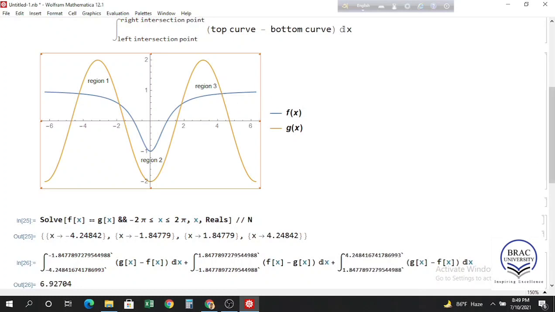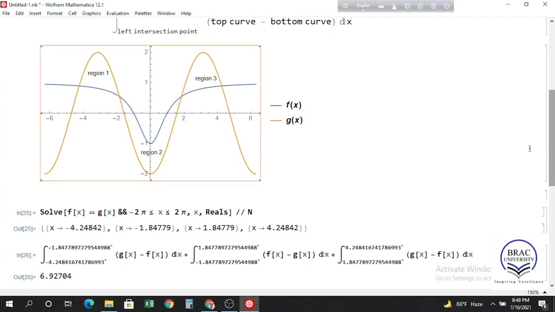So let's find the area now by doing the integration. To find the area of region 1, we have to integrate from minus 4.2 to plus 1.8. These are the 2 intersection points of region 1, and for region 1 the top curve is g of x and the bottom curve is f of x. So we have to integrate g of x minus f of x, and then we'll find the area of region 1, and then we have to find the area of region 2.